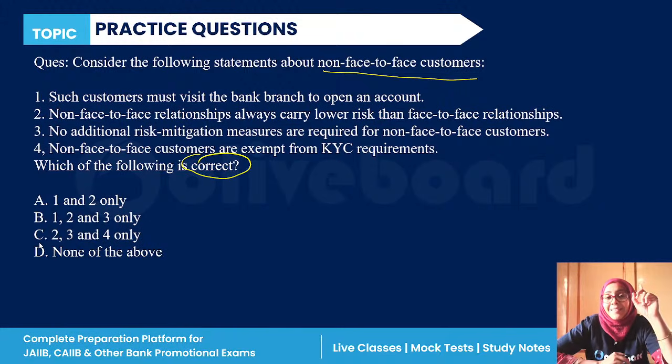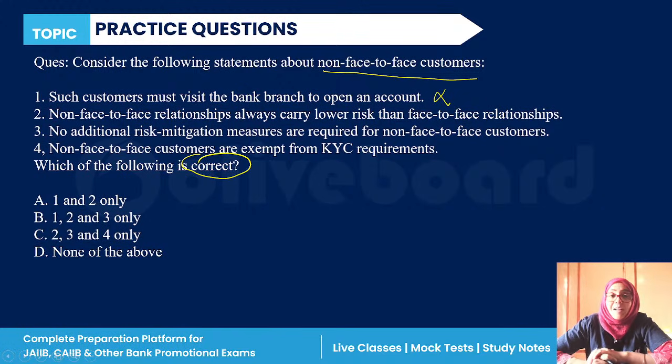Okay, first: such customer must visit the bank branch to open the account. No, a non face to face customer means they are not visiting the bank branch for opening the account, and that's why they are called non face to face customers. So obviously the first is wrong.